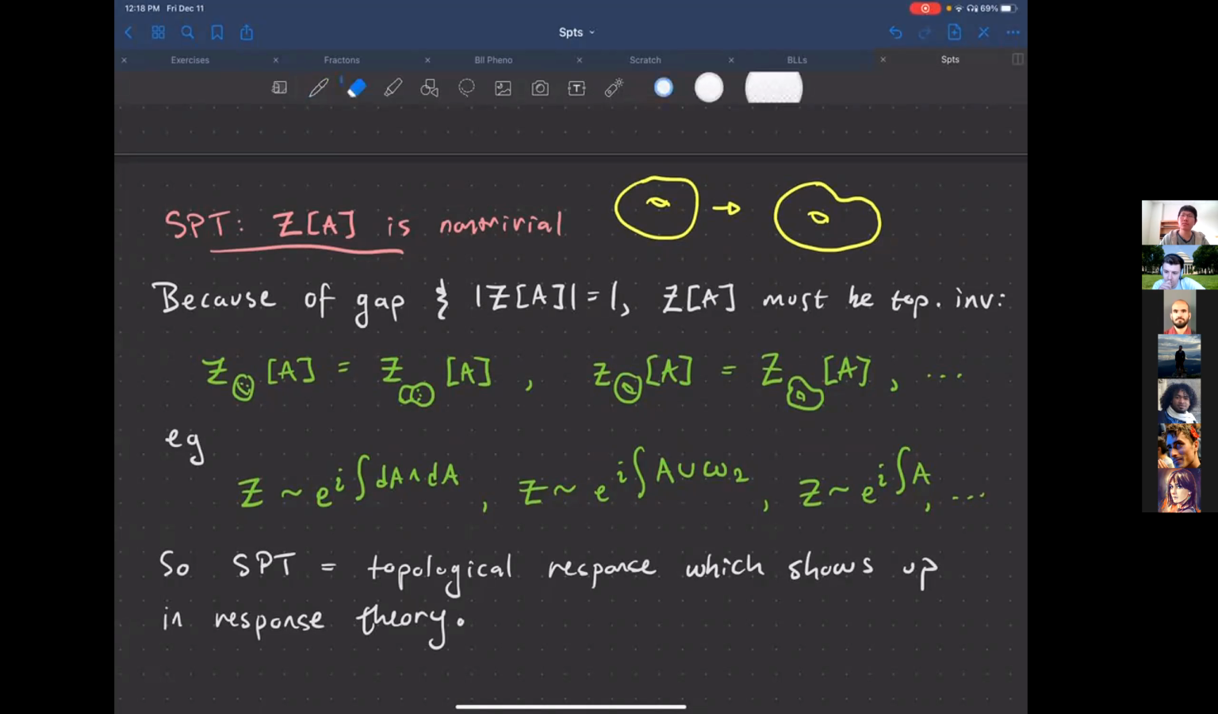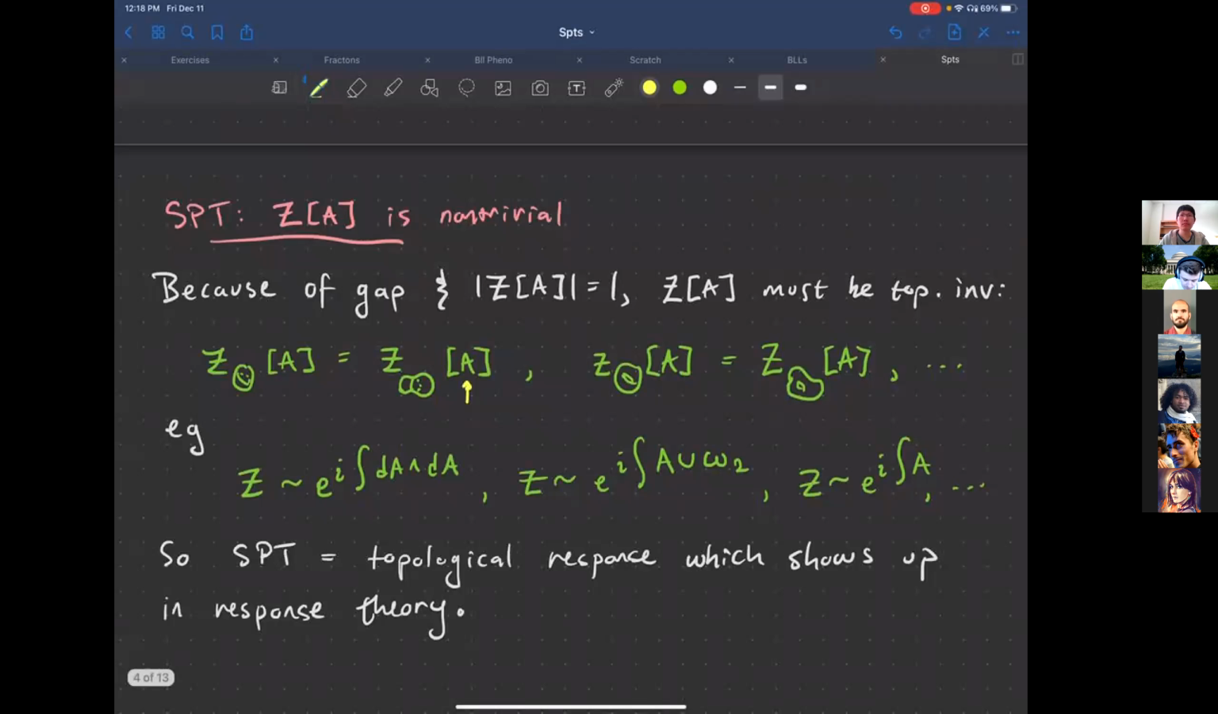So what this means is that when I put these background fields in, this phase that I get for the partition function, this U1 number, is going to be a topological invariant of the manifold I put it on. Okay, assuming for now that the manifold is closed.